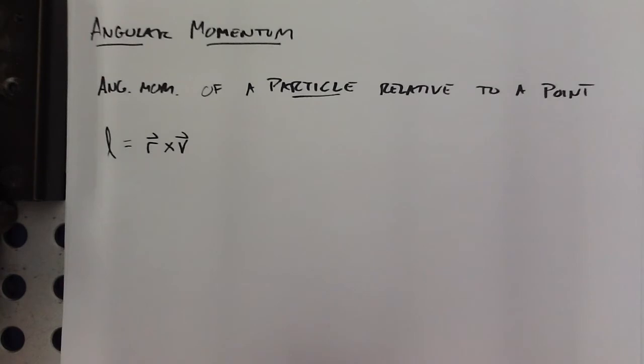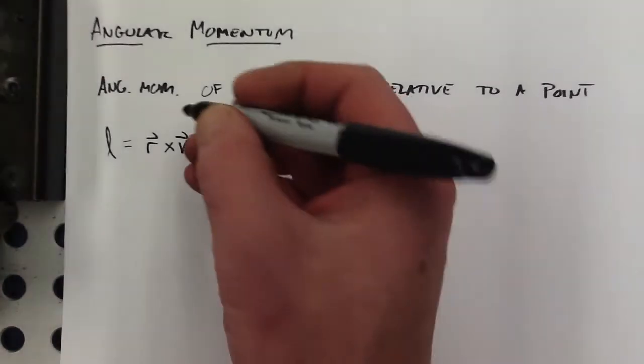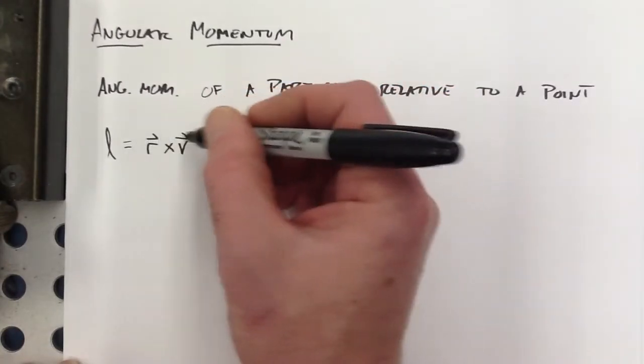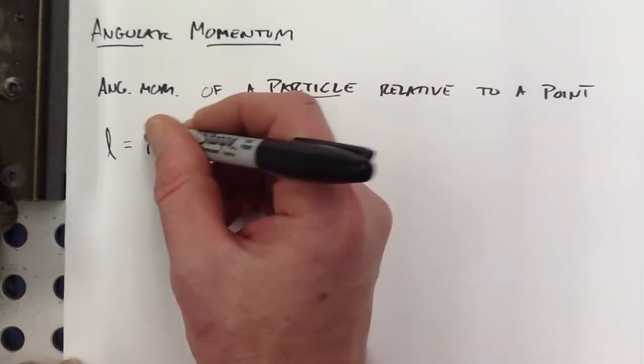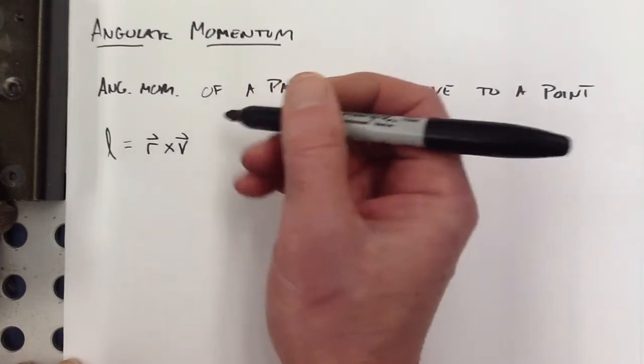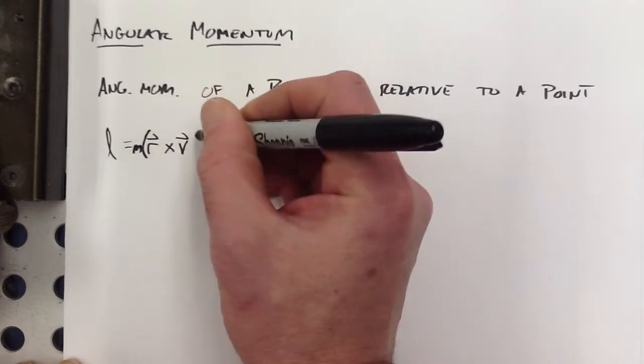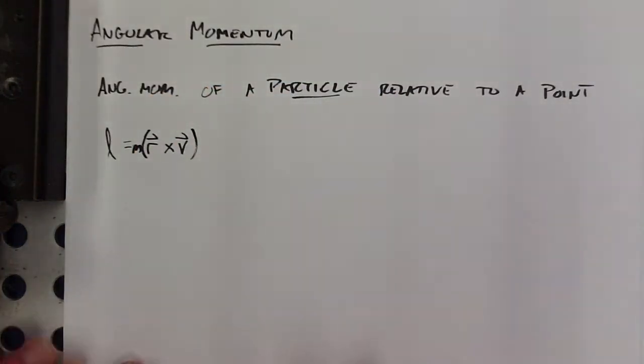You might think, I don't know how to do a cross product, or that sounds vaguely familiar. So how am I supposed to do that? And sorry, I forgot to multiply. This is r cross v times the mass. And usually we put the mass first. I'm going to squeeze that in right here. So mass times r cross v.